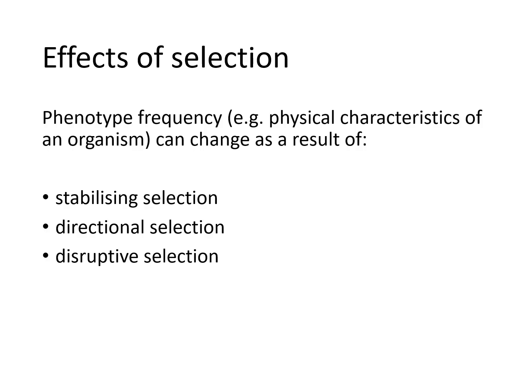Okay, so now looking at the different types of selection. So we know that phenotype frequency can shift as a result of the selection process. And the three different types are stabilising selection, directional selection, and disruptive selection.